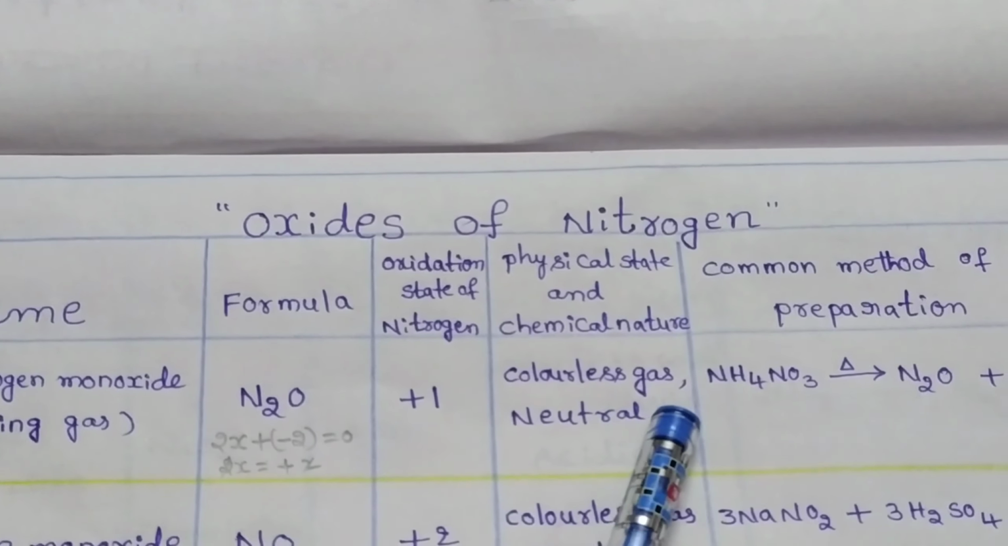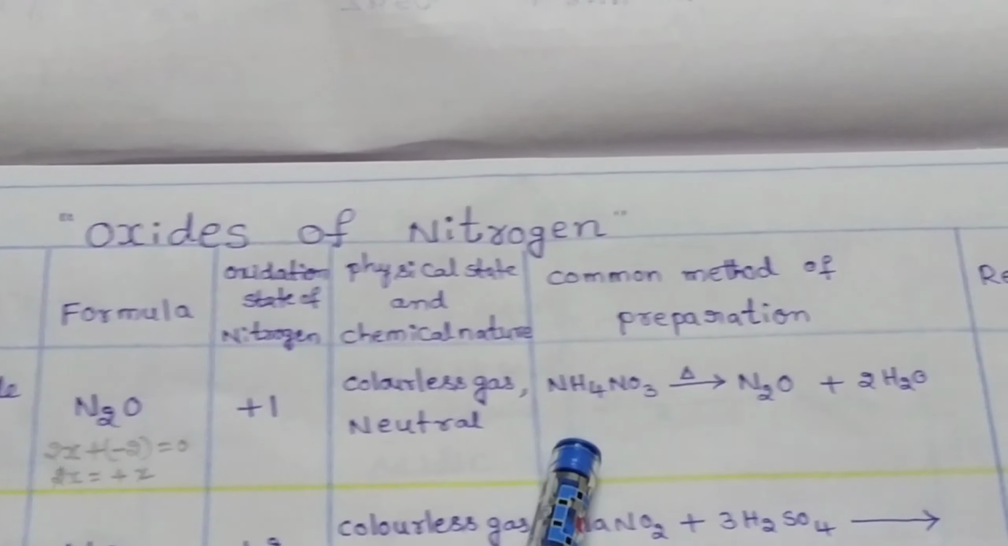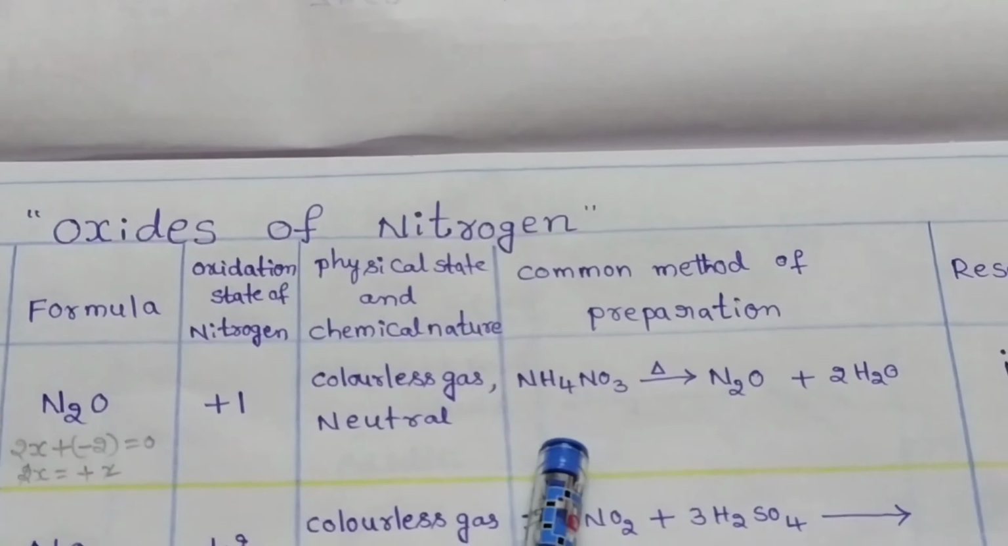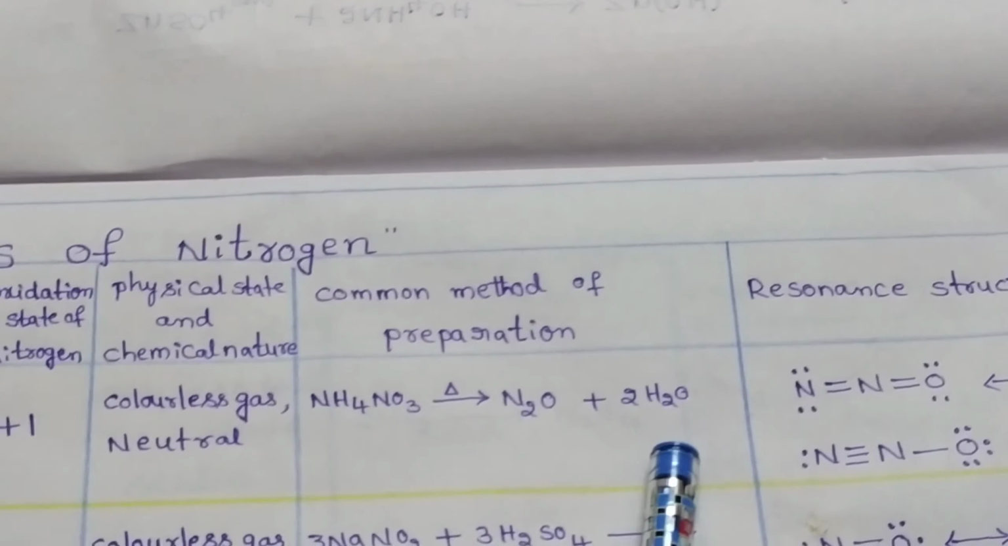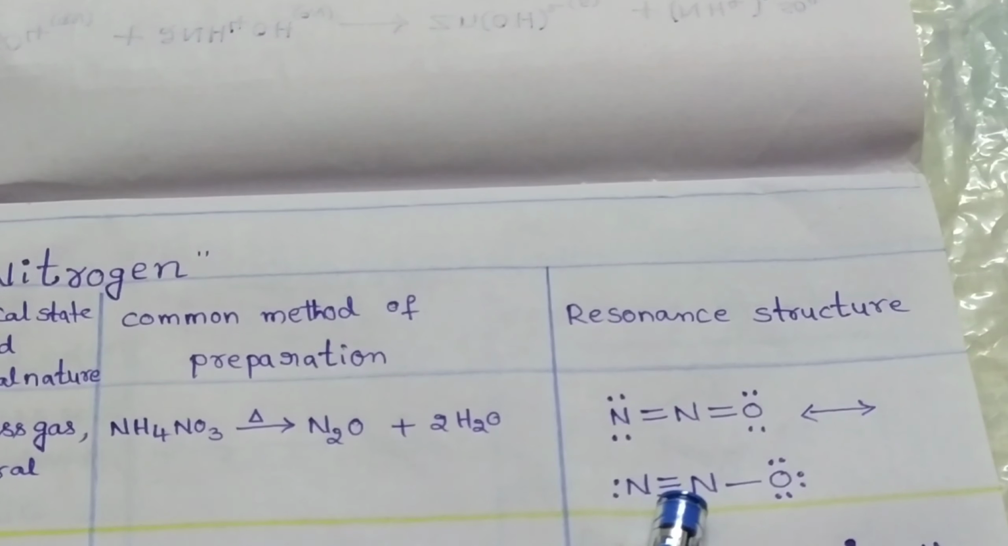This is a colorless gas and it is neutral in nature. Preparation method: when ammonium nitrate is heated, it forms dinitrogen oxide and water molecule. Resonance structures of dinitrogen oxide.